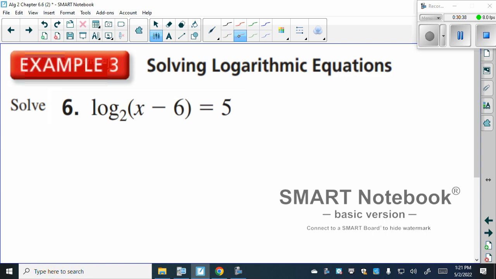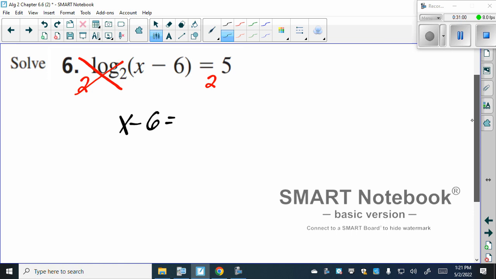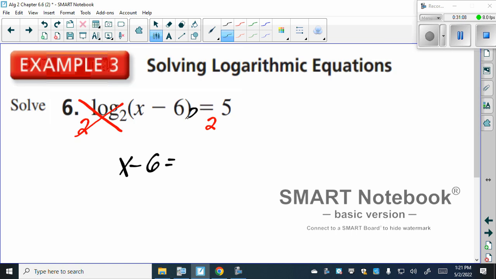We can look at one or more of these here before we move on to the next one. So what base would we apply to both sides? 2. Because here, 2 to the log base 2 cancels, leaving us with x minus 6 is equal to 2 to the 5th power. 2 times 2 is 4, times 2 is 8, times 2 is 16, times 2 is 32. So 2 to the 5th power is 32.